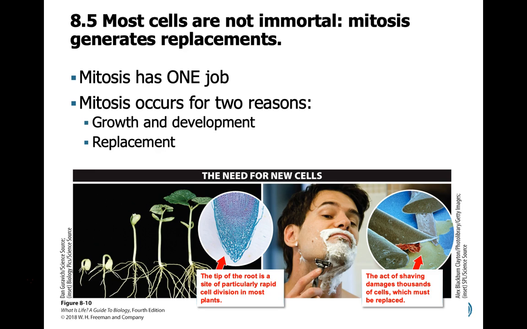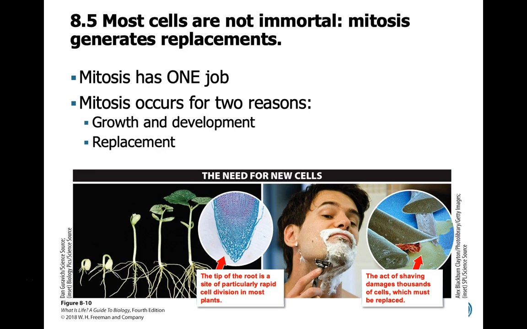Now, there are two types of cell division. The first is mitosis, and we are going to talk about what occurs in mitosis and why mitosis occurs. In the next video, we will talk about meiosis, which is a specialized type of mitosis that is only for the production of sperm and eggs, so our reproductive cells. So mitosis basically has one job. This is to generate new cells that are genetically identical to the parent cell.